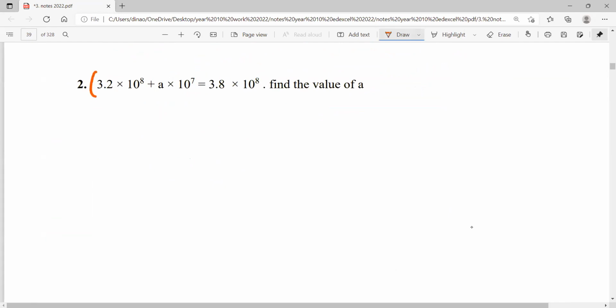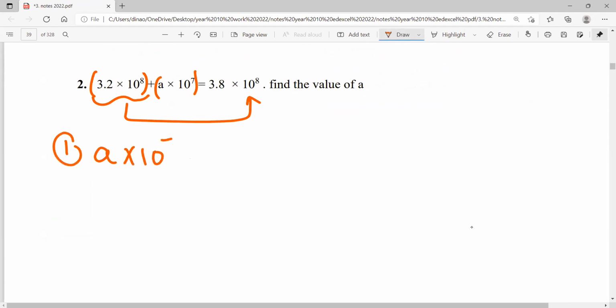Here there's an equation over here and the question says find the value of A. Again, I just want to remind you that this is one number and this is one number. This is as if you're dealing with a normal equation. To find the value of A, I'll move this number to the left by subtraction. So what is step number 1? Step number 1, A times 10 to the power of 7 will remain as it is.